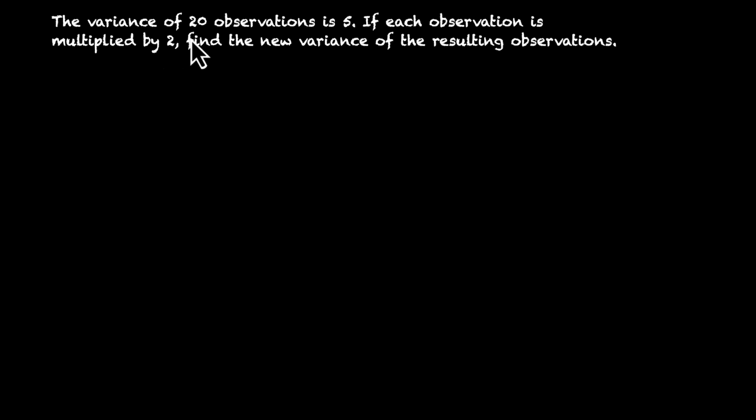The variance of 20 observations is 5. If each observation is multiplied by 2, find the new variance of the resulting observations. Pause the video, try this out. Okay, let's do this together.